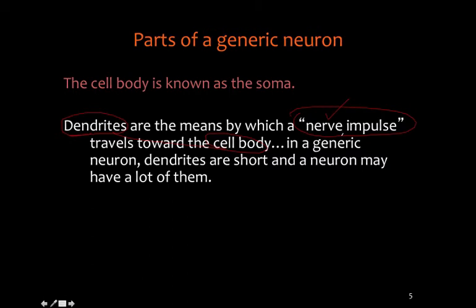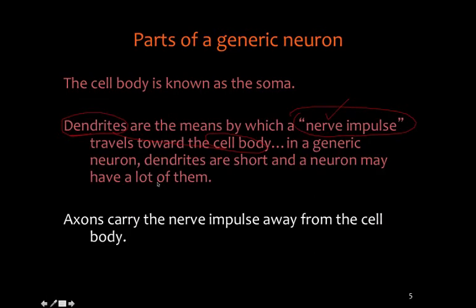It's a little burst of electricity, so to speak, and that's picked up initially at the dendritic portion, takes it toward the cell body, and then moves that out away from the cell body by something called an axon. So in that context, we've got three things: a cell body, a dendrite, and an axon.